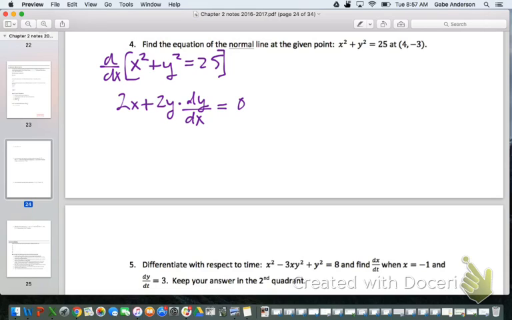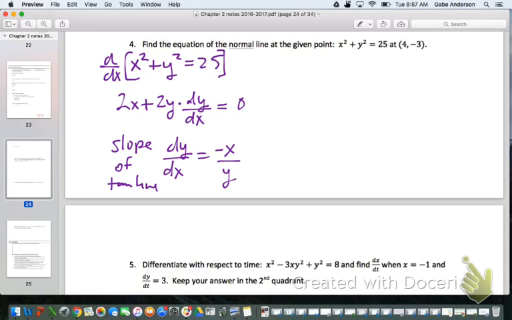So we do a little bit of algebra. This is much easier, obviously, than the previous one. Get the dy dx by itself. So I get dy dx is equal to negative x over y. So that is the slope of the tangent line. So I'll write that over here. Slope of the tangent line.